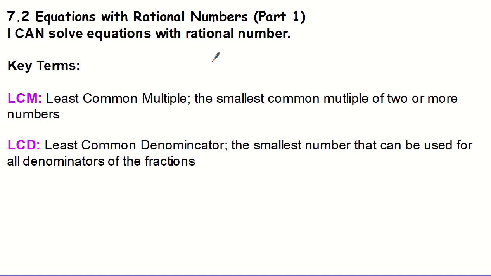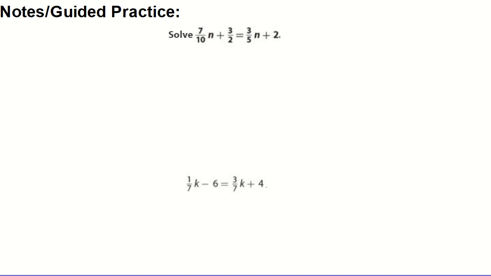All right, guys. We're going to start looking at solving equations with rational numbers. So this is just part one. And here's some key terms. LCM and LCD. This is lowest common multiple and least common denominator. Okay, so the least common multiple or lowest common multiple is the smallest common multiple for two or more numbers. And that's really what we're going to be looking at quite a bit today.